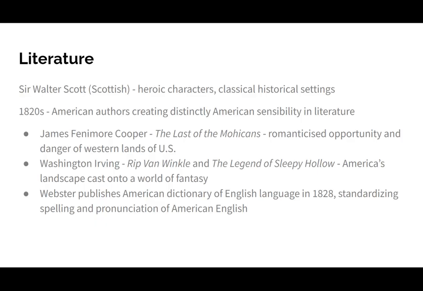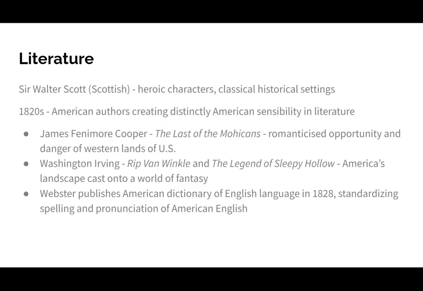Washington Irving is going to write Rip Van Winkle and The Legend of Sleepy Hollow, both of which you've probably heard of, which is the American landscape cast into a world of fantasy. Also, we're going to see the development of the first American dictionary by Webster. It's an American dictionary of the English language published in 1828 that standardizes spelling and pronunciation of American English. We were looking at a document in class the other day, and someone was asking me about standardization of American English, and the Webster dictionary is going to do a lot to standardize spelling and pronunciation.